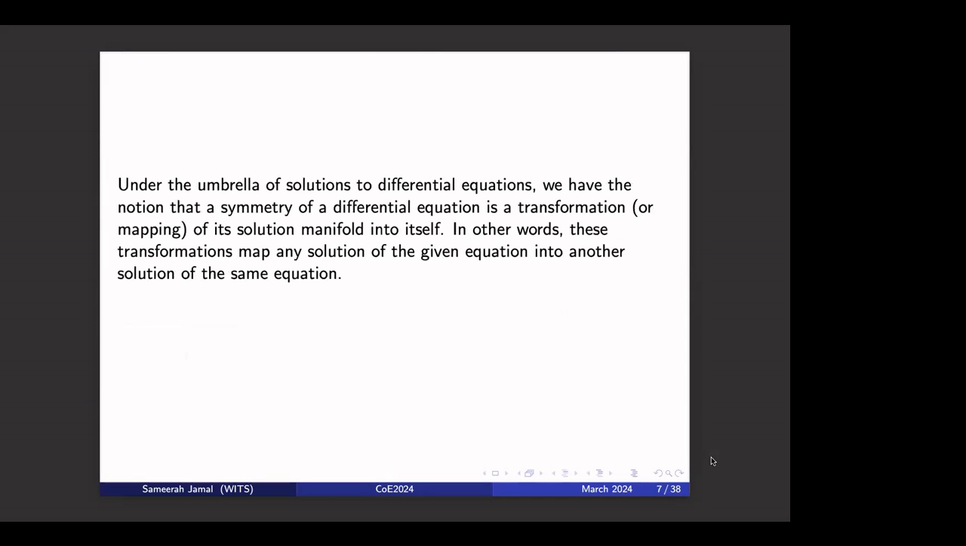In general then, under solutions to differential equations, a symmetry will give you a transformation of the solution manifold into itself. The transformation will map any solution of the given equation into another solution of the same equation. So we are particularly interested in these types of transformations.